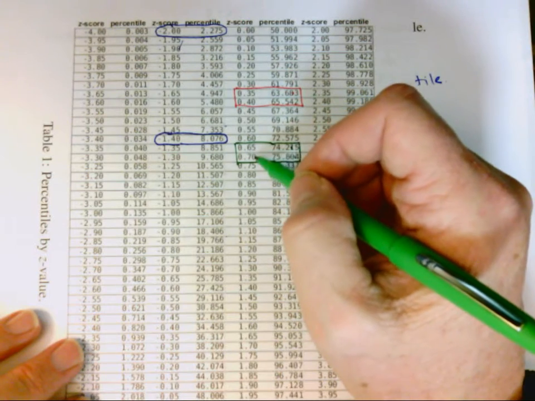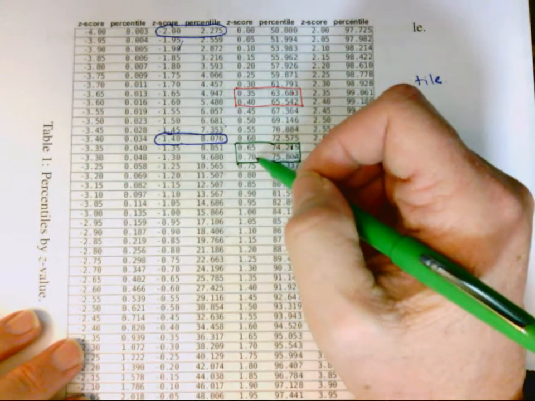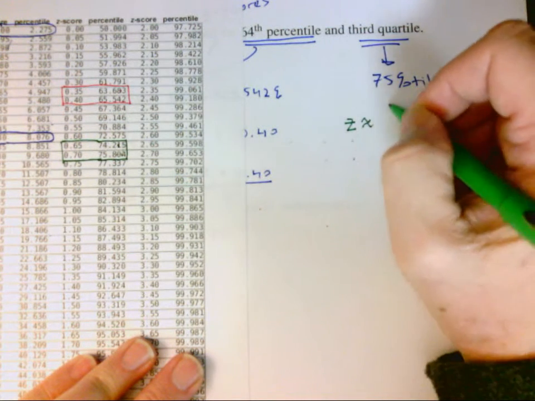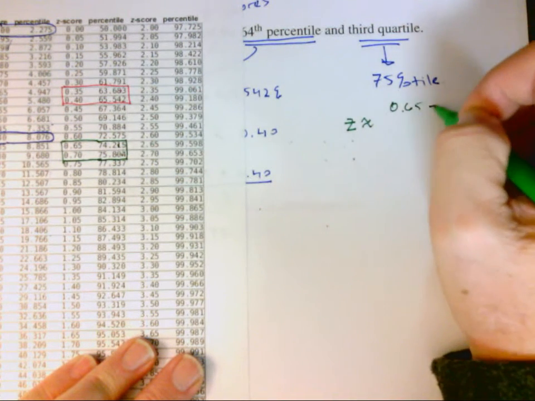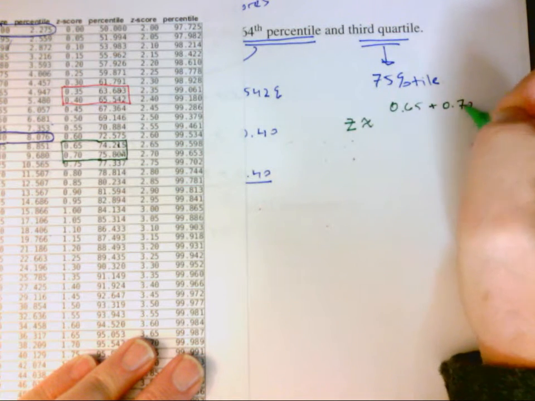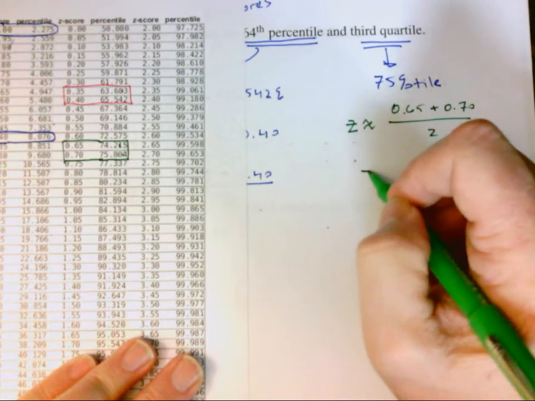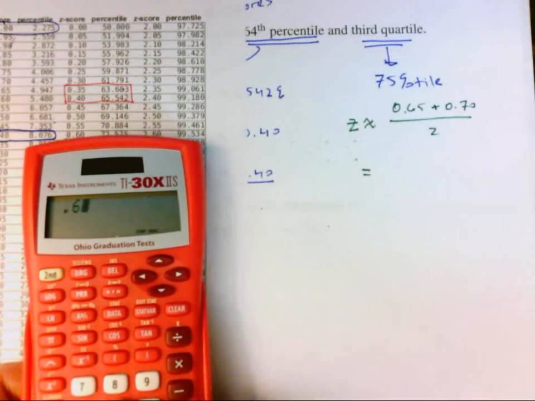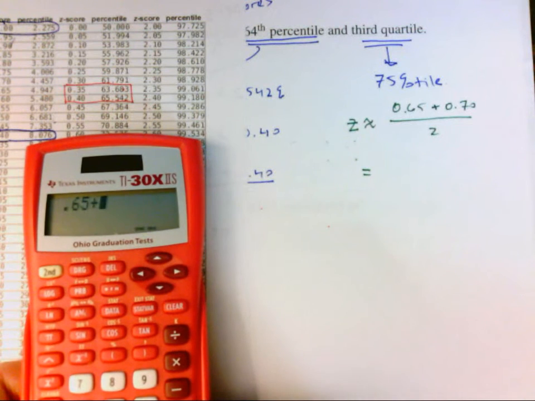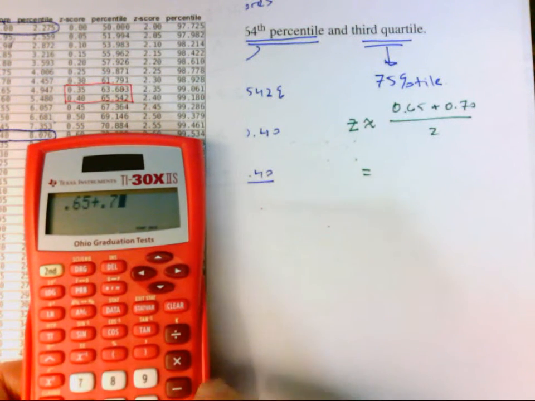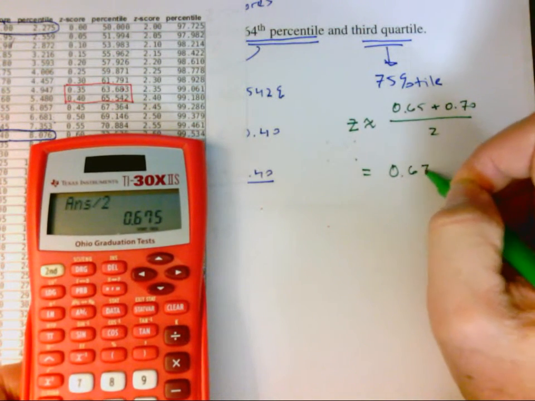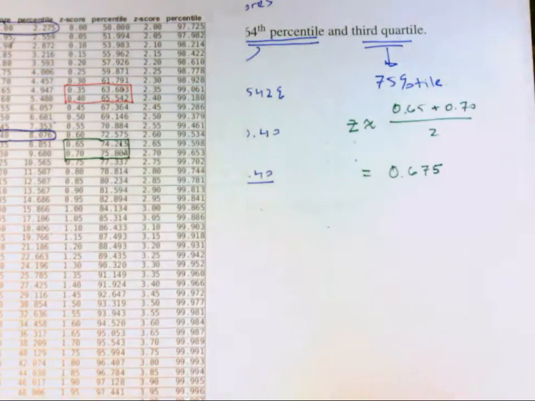So we can take the mean of 0.65 and 0.70. So z is going to be approximately the mean of 0.65 plus 0.70 divided by 2. 0.65 plus 0.7 divided by 2, and we get 0.675.